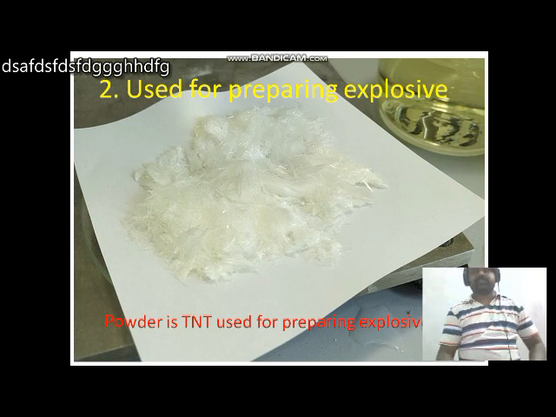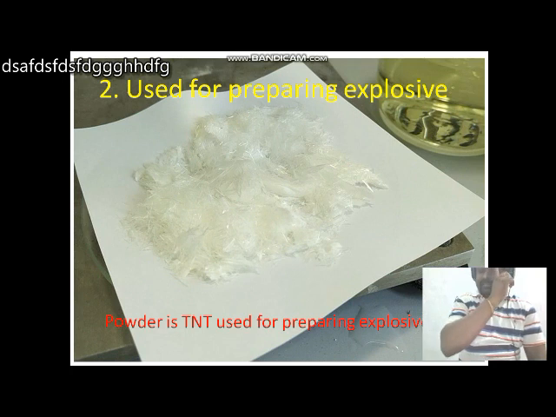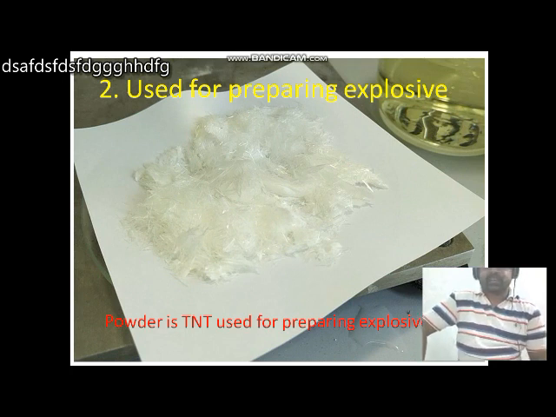Second one, used for preparing explosives. Explosives are nothing but bombs. One important explosive is TNT. What is that? TNT. The full form of TNT is trinitrotoluene.